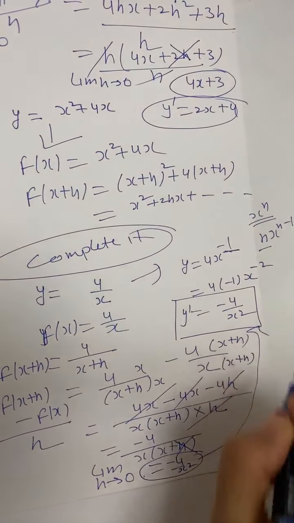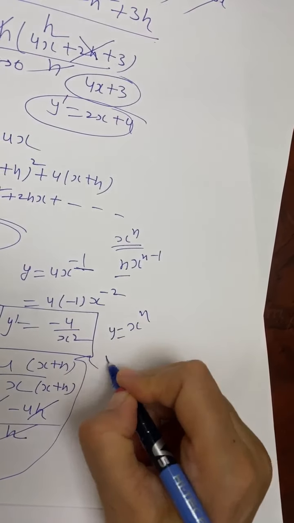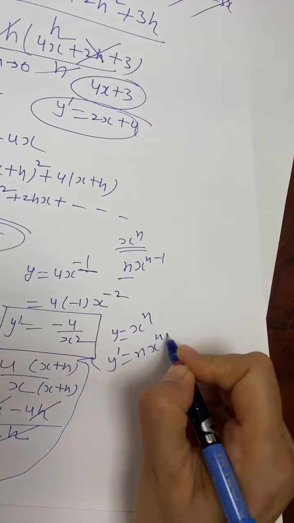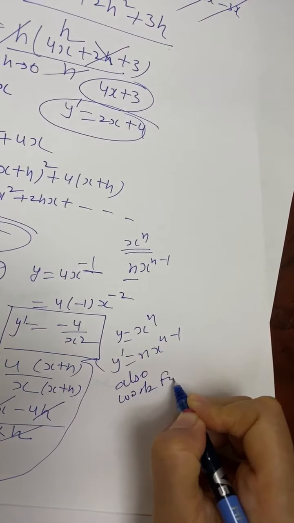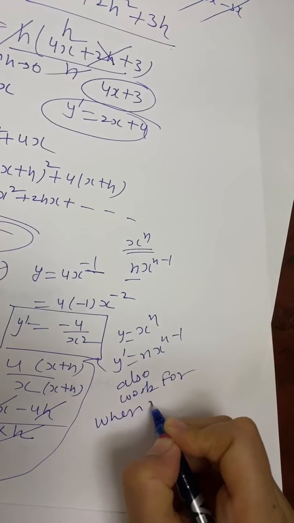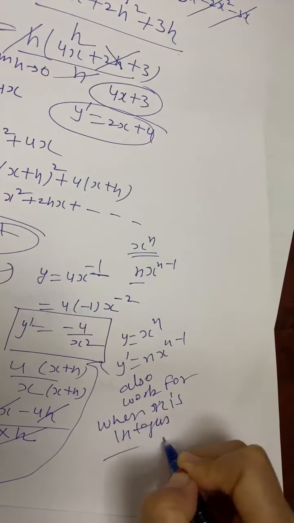So we got the same answer, which means for x raised to the power n, y dash is n x^(n-1), which also works when n is an integer. So we already know that. Okay, I hope this is clear again.